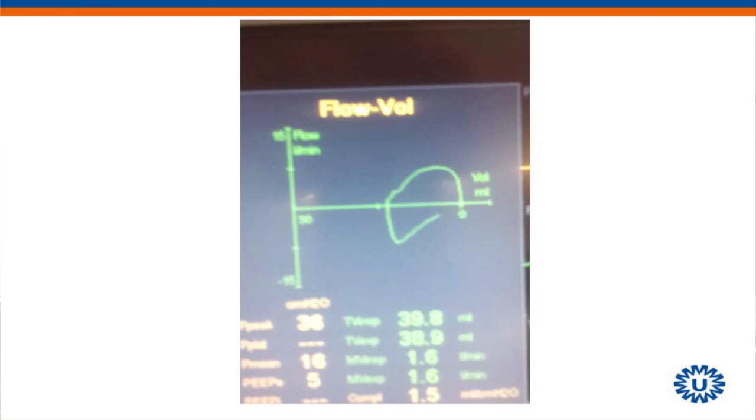Something wrong here or not? I will play it again. There's not much wrong. What I wanted to show you is that this loop is completely different than the loop I showed you earlier. The loop I showed you earlier went this way. With a different ventilator, the loop is going this way. Yeah?